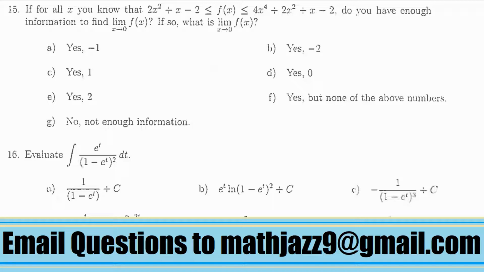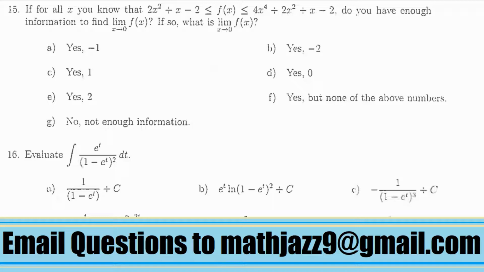Okay, so if for all x you know that 2x squared plus x minus 2 is less than or equal to f of x, is less than or equal to 4x to the 4th plus 2x squared plus x minus 2, do you have enough information to find the limit as x goes to 0? If so, what is the limit? So the question was, do you have enough information to find the limit as x goes to 0 of f? If so, what is the limit of f at 0?